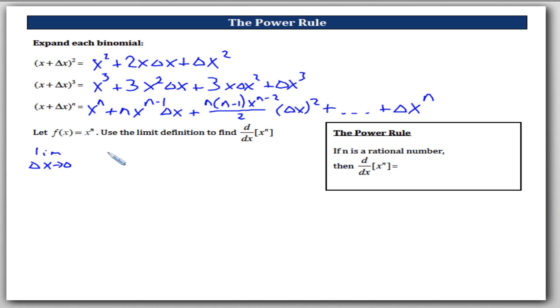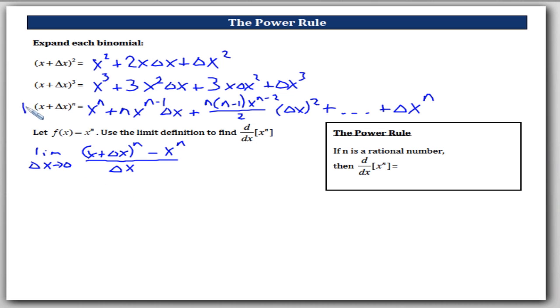So remember, it's f of x plus delta x. So we're going to substitute x plus delta x right in here. So it's going to be x plus delta x to the nth power, and then minus f of x, which is just x to the nth. And this is all over delta x.